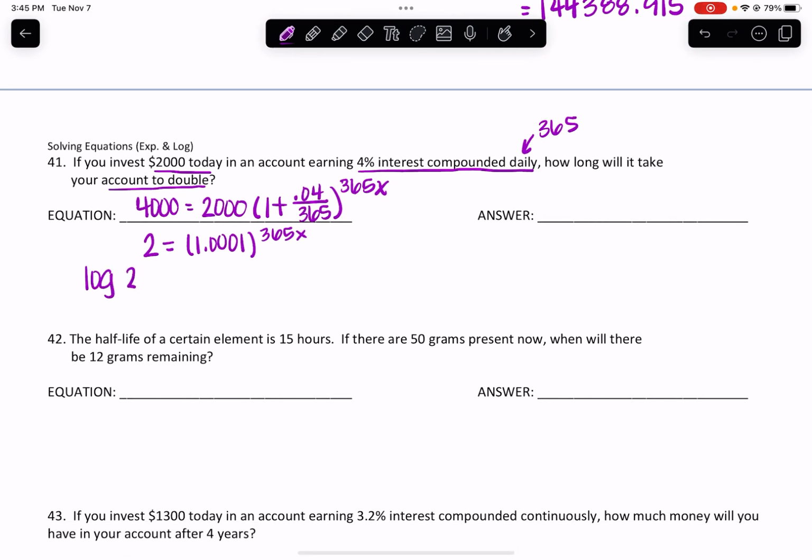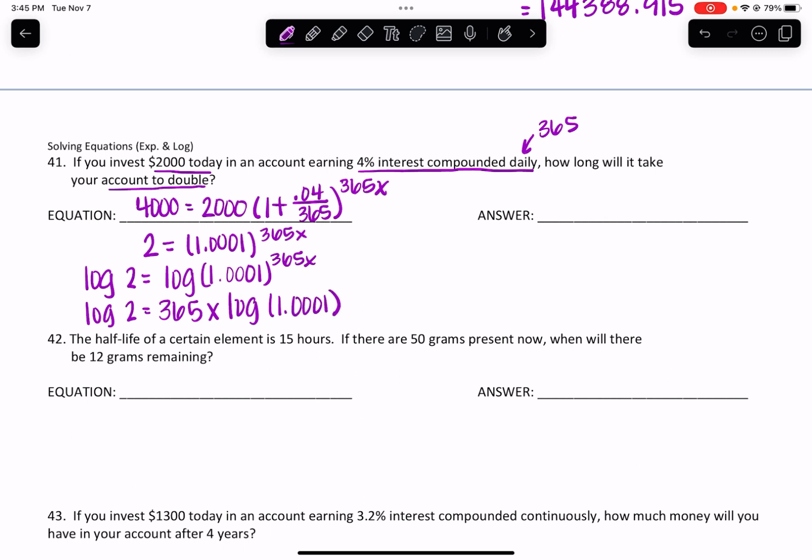So I have the log of 2 is equal to the log of 1.0001 to the 365 times x. I am going to move that 365 times x to the front. And then I'm going to divide. So I really have x is equal to log of 2 divided by the log of 1.0001 times 365 in the denominator.